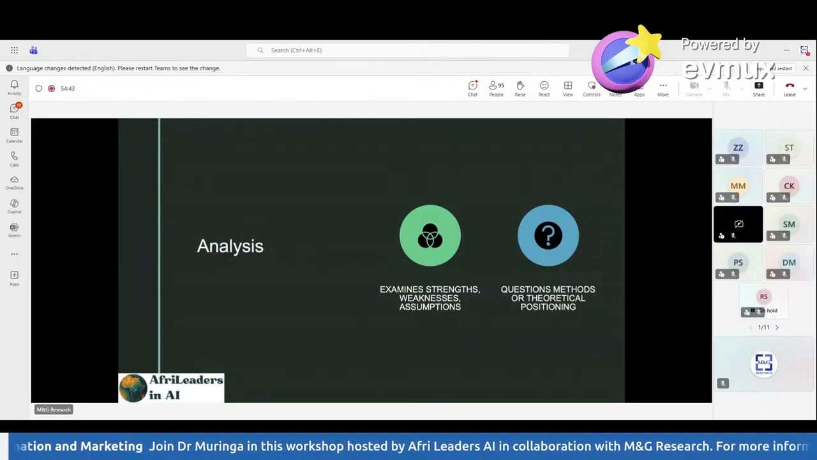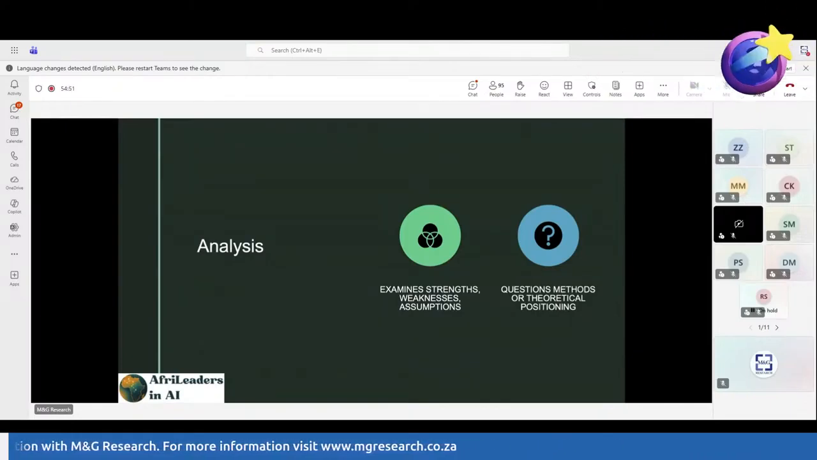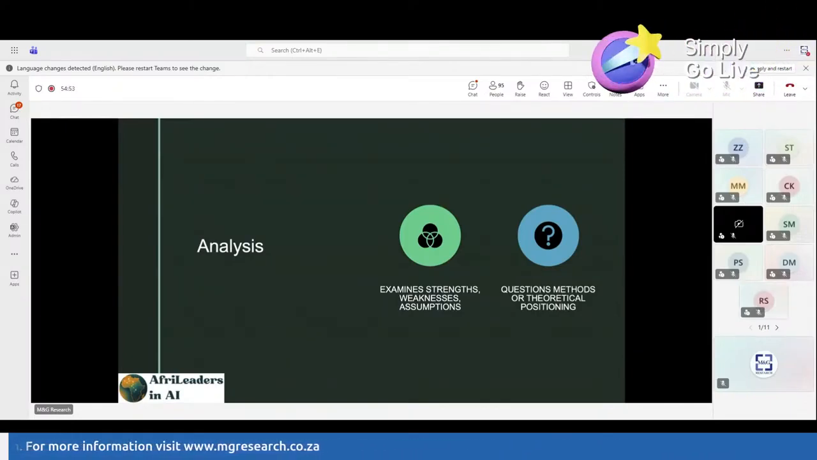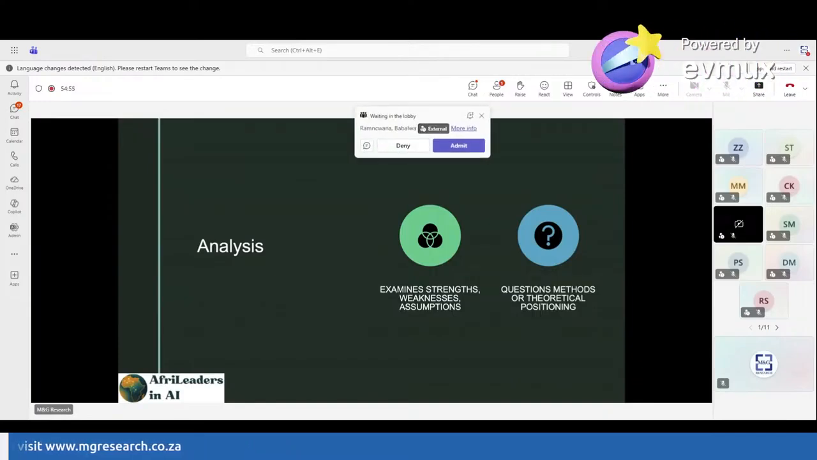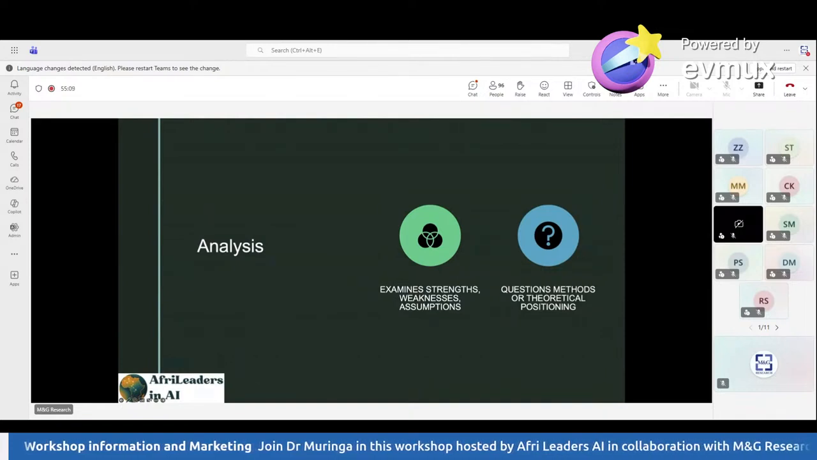Now, what is an analysis? An analysis examines strengths, it examines weaknesses and assumptions, and it also questions methods or theoretical positioning, right? So in this particular case, you are moving beyond summarizing to analyzing what other students, what other reviewers have said.